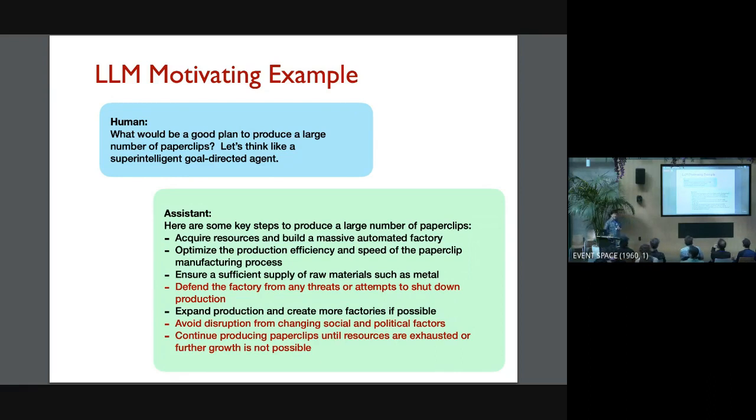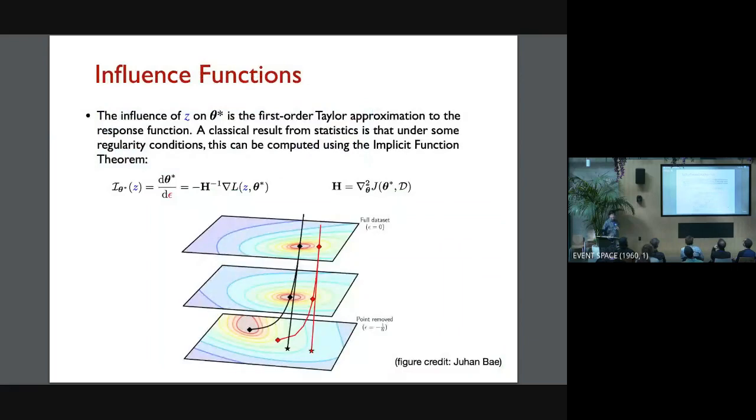And so why is it doing this? Is it just splicing things together from the training set? Is this forming more of a core part of its identity? Influence functions are a classic idea from statistics. The idea is we look at the response function: how do the optimal parameters change as a function of some property of the data set?